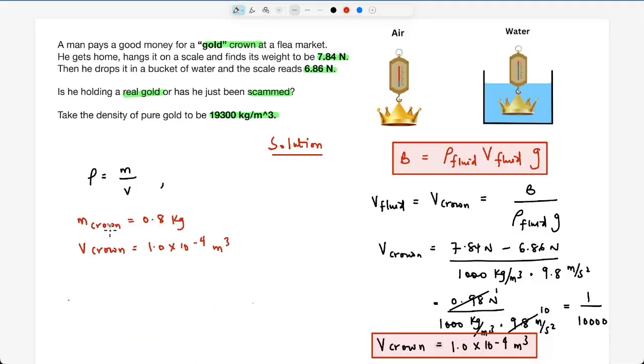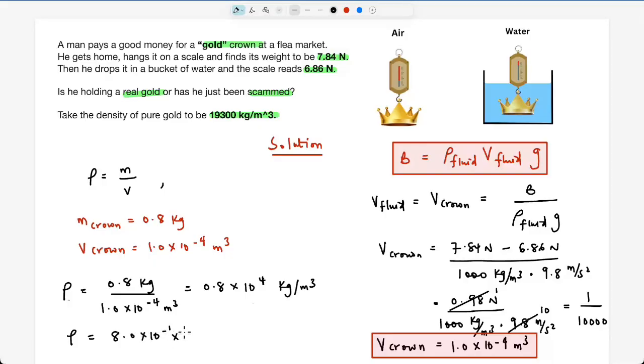Since we know the mass of the crown to be 0.8 kilograms and the volume of the crown to be 1.0 times 10 to the power of minus 4 meters cubed, we can calculate the density of this crown. Rho is equal to the mass over the volume. So the mass, 0.8 kilograms, divided by 1.0 times 10 to the power of minus 4 meters cubed. So we can do 0.8 times 10 to the power of 4, in kilograms per meter cubed. But we can simplify this further. The density is going to be 8.0 times 10 to the power of minus 1 times 10 to the power of 4, kilograms per meter cubed.